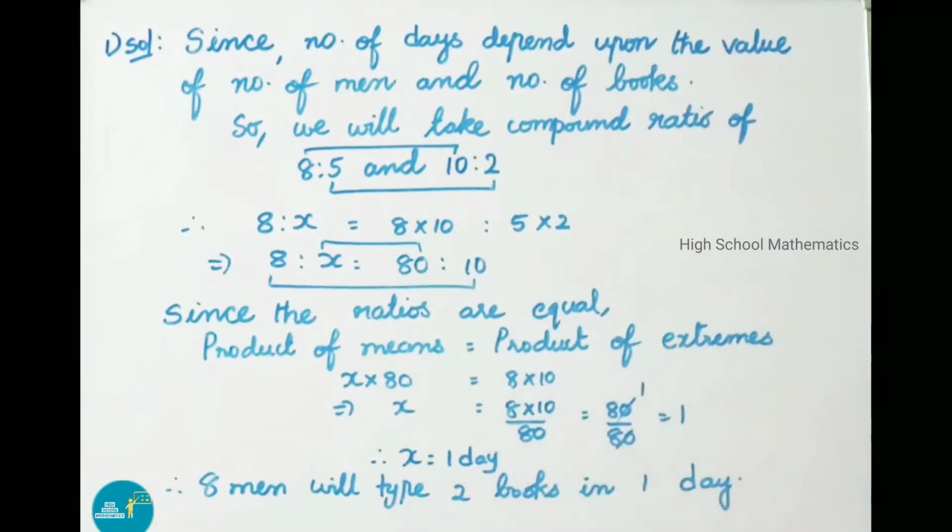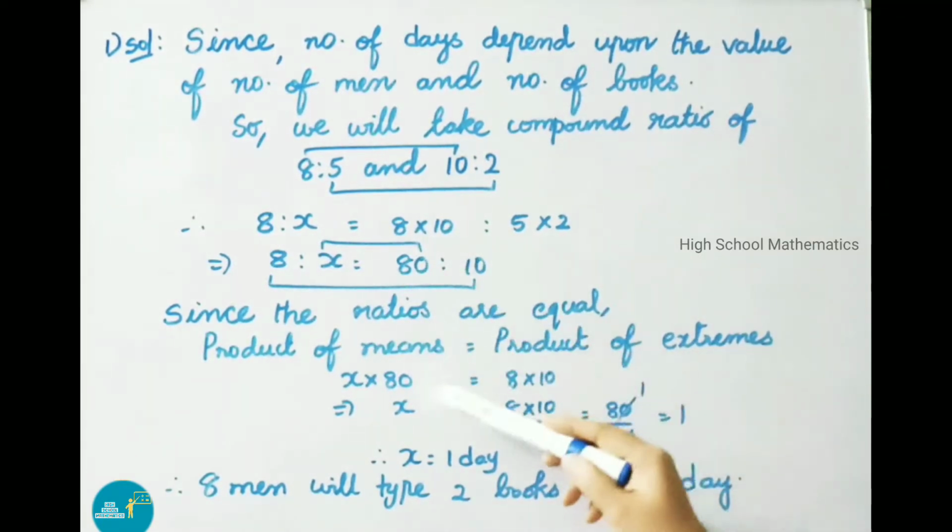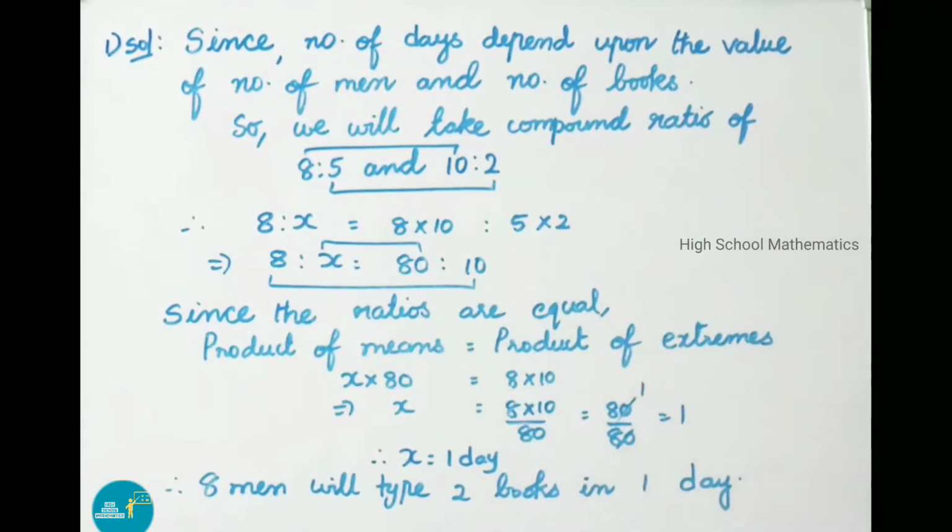Since the ratios are equal, product of means is equal to product of extremes. That is x into 80 equals 8 into 10. That implies x equals 8 into 10 by 80, that equals 8 tens are 80 divided by 80. 80 ones are 80, so the answer is 1. Therefore, x equals 1 day. Therefore, 8 men will type 2 books in 1 day.